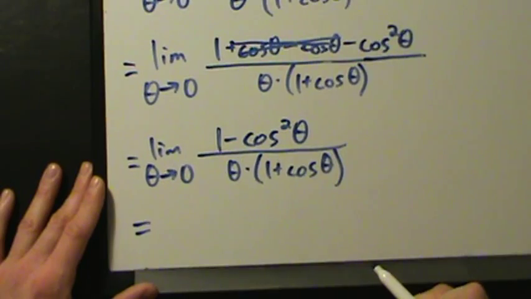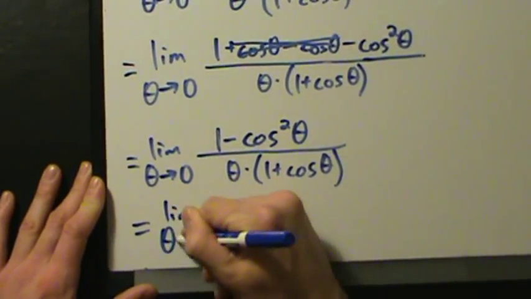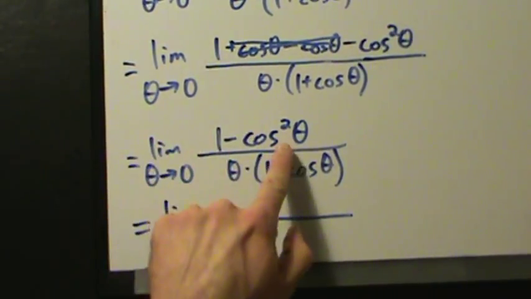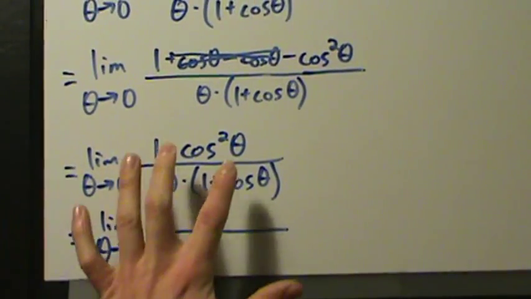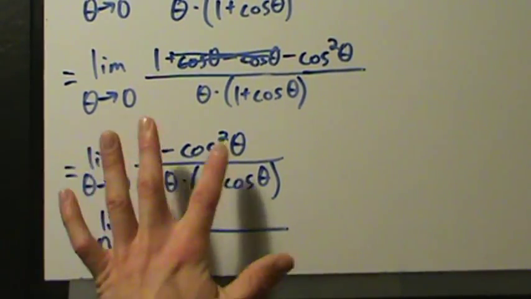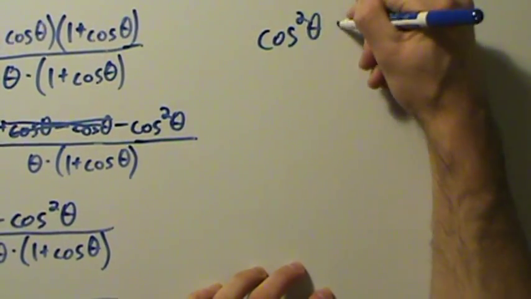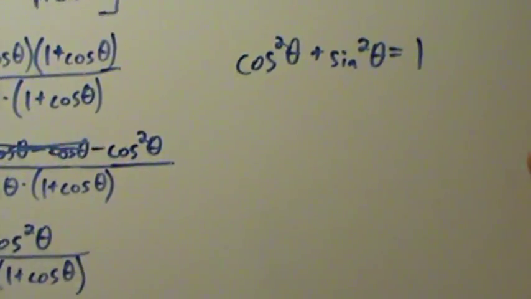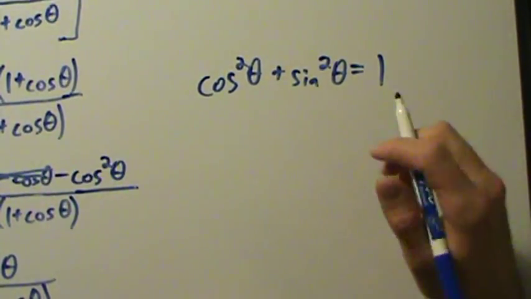So what's happening now? This is equal to the limit as theta goes to 0 of, so what is this? 1 minus cosine squared of theta. If you think back to your trig identity days, is there a way we can write this in a slightly simpler fashion? Remember, cosine squared of theta plus sine squared of theta equals 1, right? That's one of the most important identities in all of math pretty much, and certainly in all of trig.